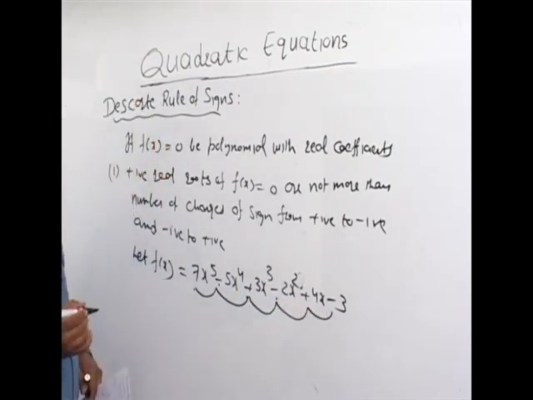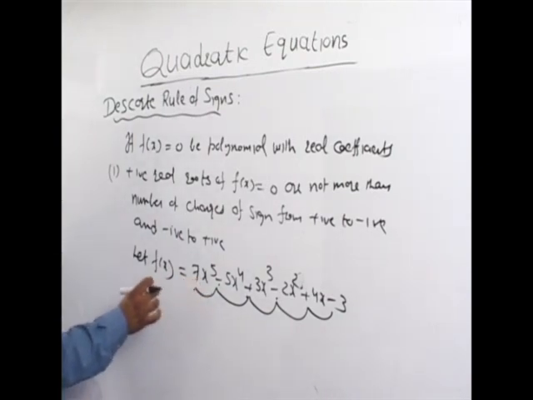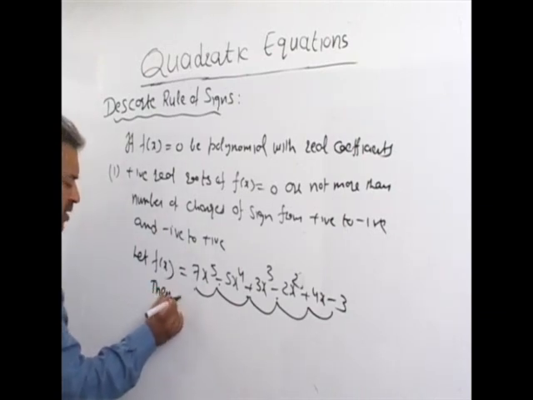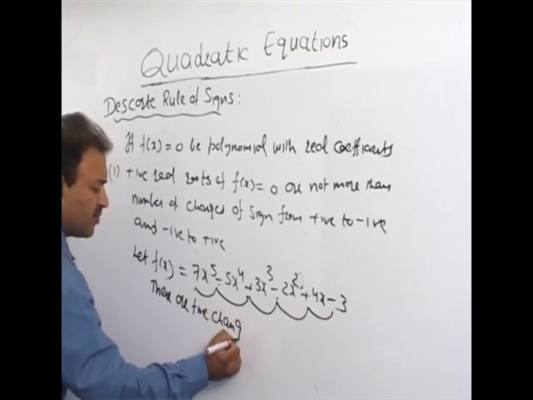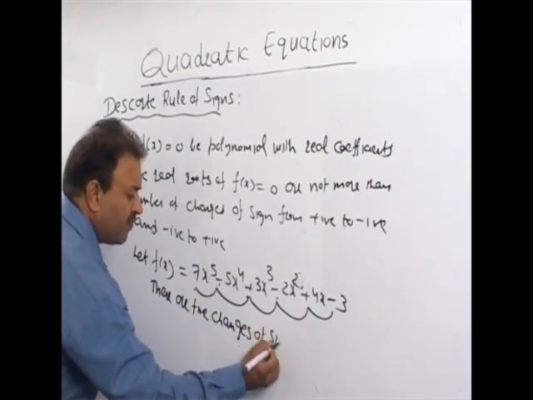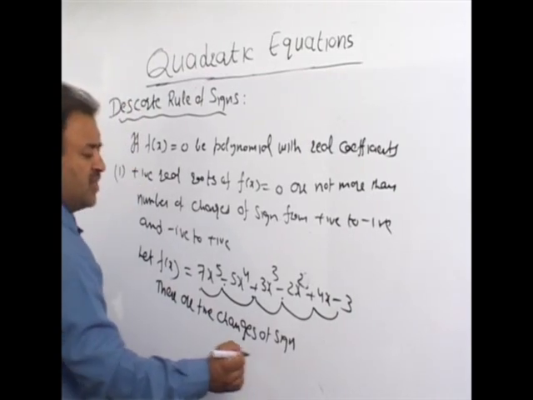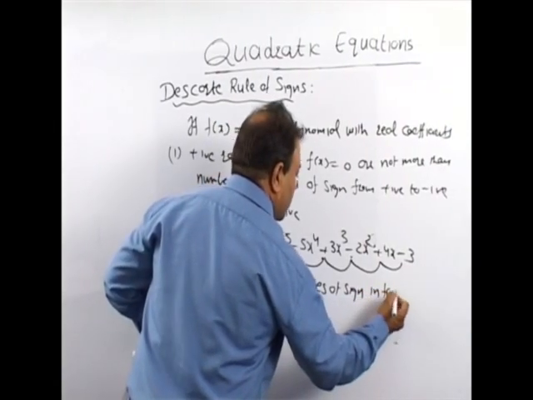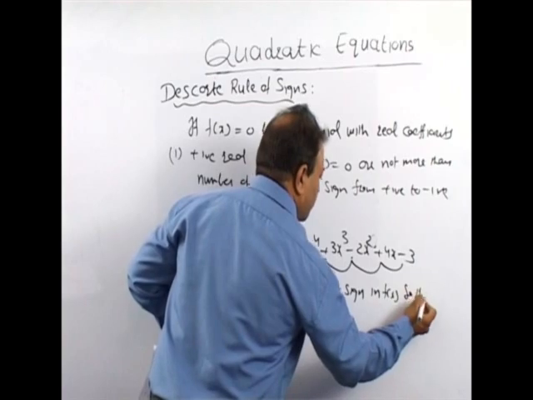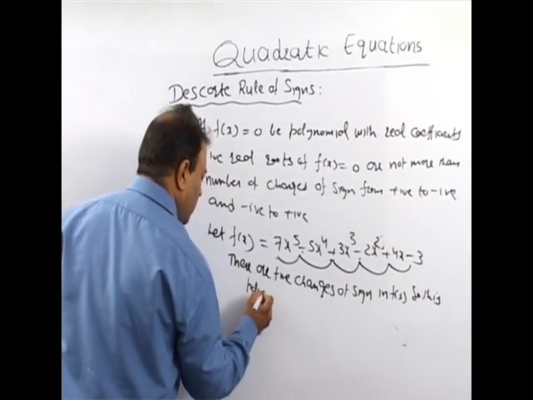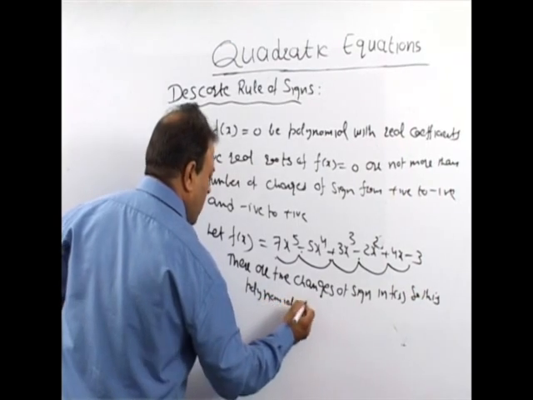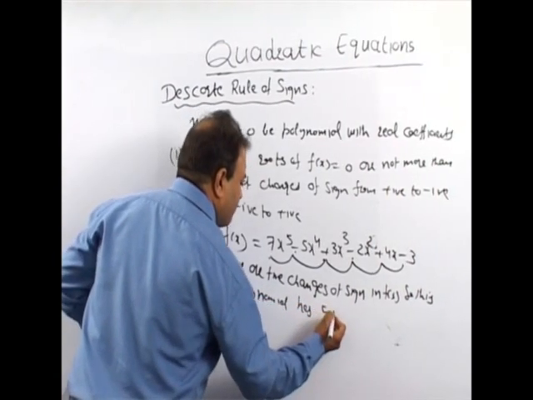There are five changes of sign in this polynomial. There are five changes of sign in f(x). So this polynomial has at most five positive roots.